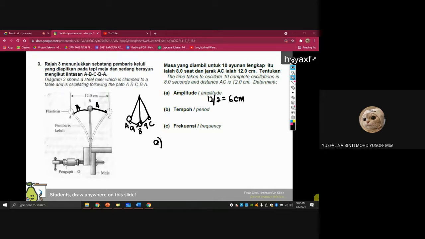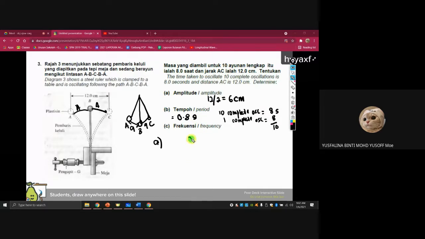For the period, what does period mean? The time taken for one complete oscillation. So 10 complete oscillations is equal to 8 seconds, right? If I want one complete oscillation only, I will divide by 10. So the answer should be 8 divided by 10, you will get 0.8 second. That's the answer for B.